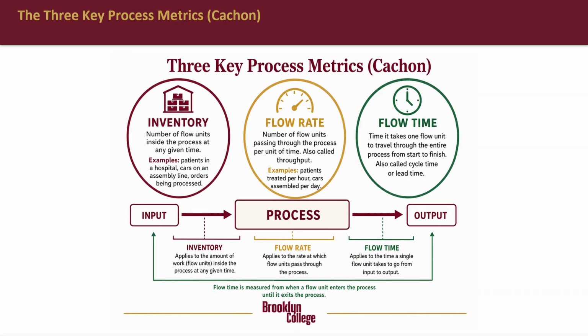The third is flow time. That is how long one unit takes to travel the whole process, from joining the line to walking out with coffee. Inventory, flow rate, flow time. 3 simple counts. And they are linked by one of the most elegant relationships in operations management, which is exactly where we are going next.